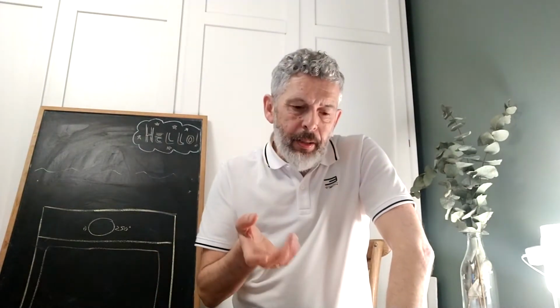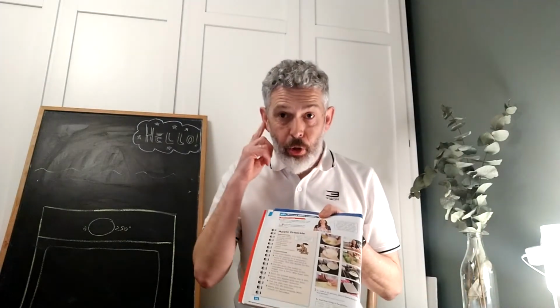Okay, so let's listen and check. Let's listen to Emma telling us her recipe for apple crumble. Exercise 1B. Apple crumble. Okay, so remember, as you listen, put the pictures in the correct order. 1, 2, 3. Put the number in the box.